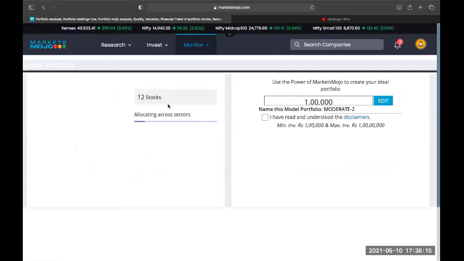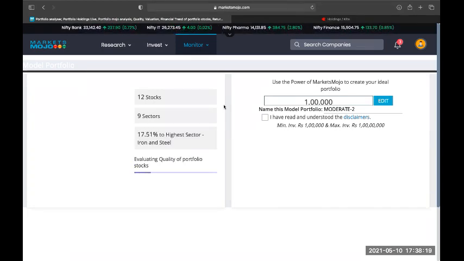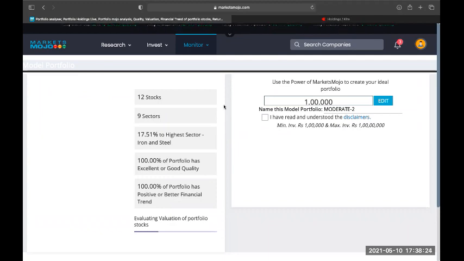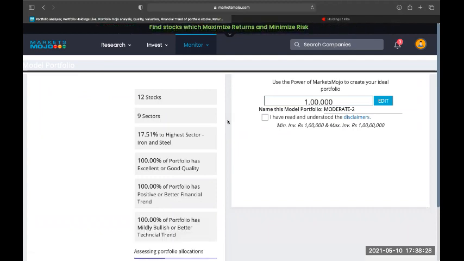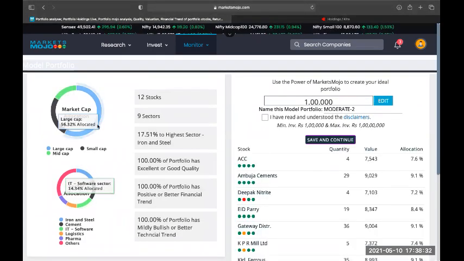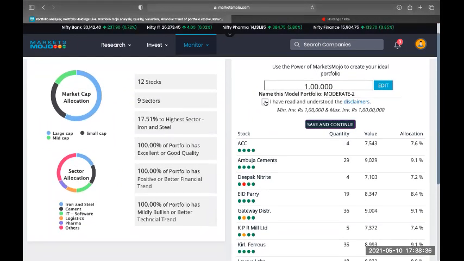It will calculate, on today's date, which are the 10 or 12 or 15 best stocks out of a complete 4,000 or 5,000 companies in the market. And it will tell you which ones to invest into. It will give you the sector allocation, the market cap allocation, and the list of stocks. Once you click on I have read and understood and save and continue, it will give you an Excel sheet with the name of the stocks.